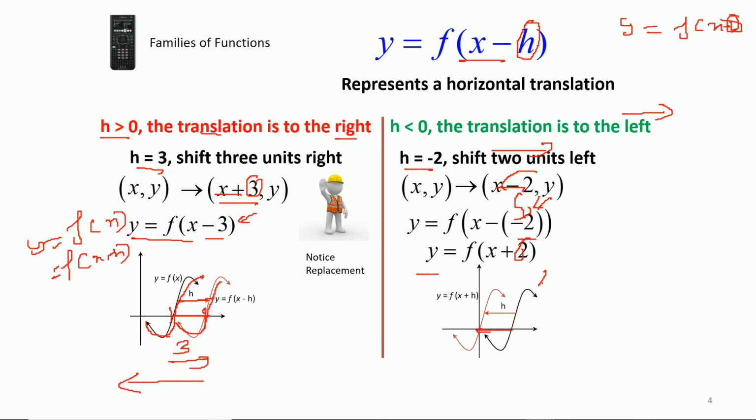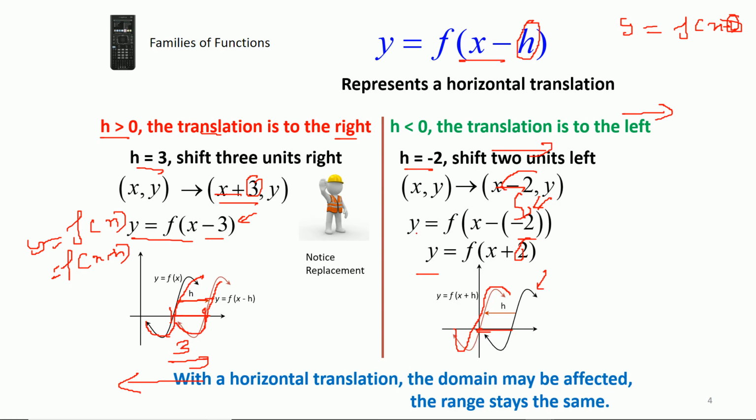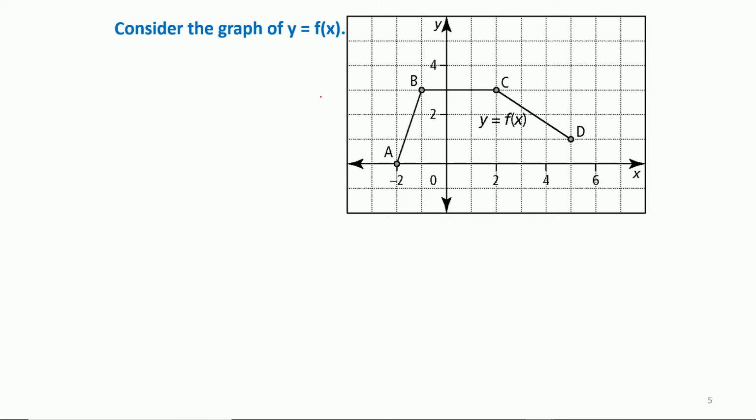This was the original function, now this is the f of x plus h function. So with the horizontal translation, the domain may be affected, but the range will always stay the same. Let us consider one graph y equal to f x. This is y equal to f x, this is our graph. Now can this function f x be written as an equation? Piecewise function. This is one piece, a, b, then b, c, then c, d.